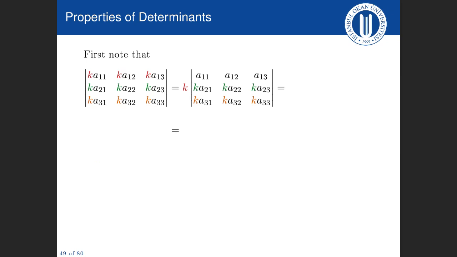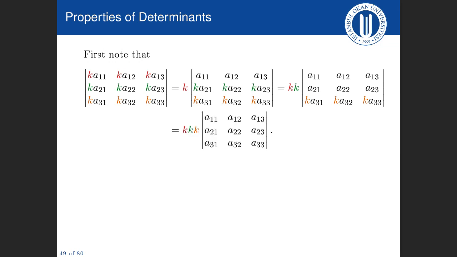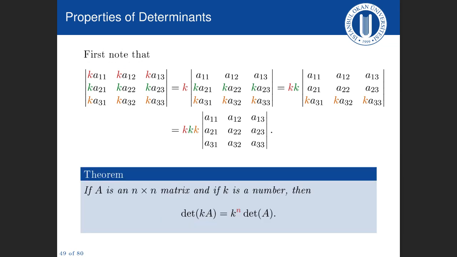Well, the first thing to notice is that if we multiply a determinant by a number k, we know what happens if we multiply a row by k. We can take the red k out of this determinant, and then we can take the green k out, and then we can take the orange k out. We get k cubed multiplied by the matrix that we started with.